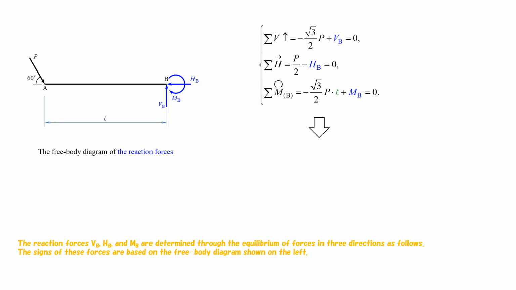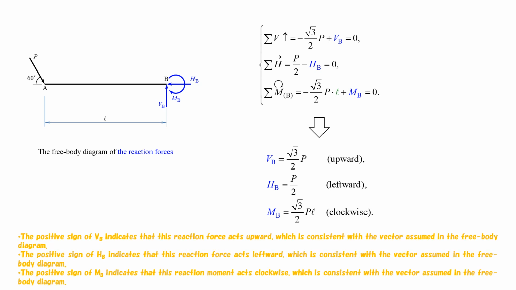The reaction forces VB, HB, and MB are determined through the equilibrium of forces in 3 directions as follows. The signs of these forces are based on the free body diagram shown on the left. The positive sign of VB indicates that this reaction force acts upward, which is consistent with the vector assumed in the free body diagram.